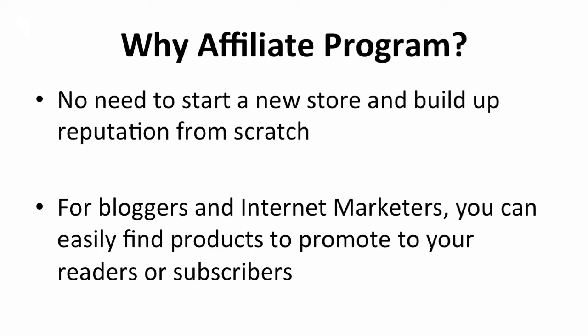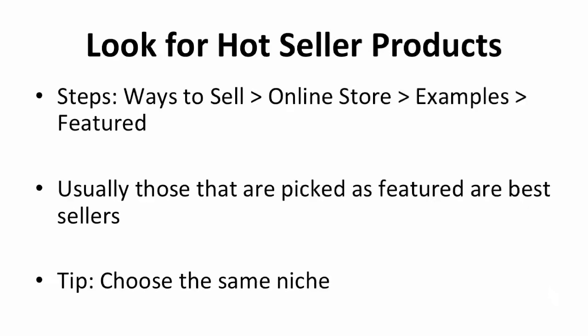Apart from that, for the bloggers and internet marketers that are already in the business, you can easily find products to promote to your own readers or subscribers. This is a wonderful method of creating another stream of income by just sending new offers to the same group of people. After you join the affiliate program, what you need to do is look for some hot seller products on Shopify.